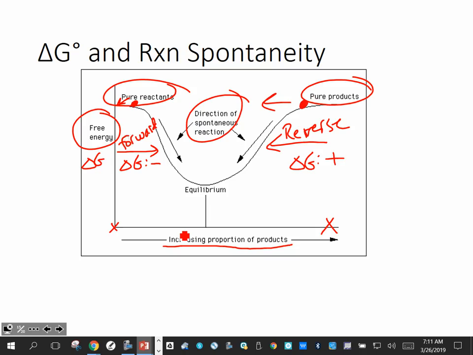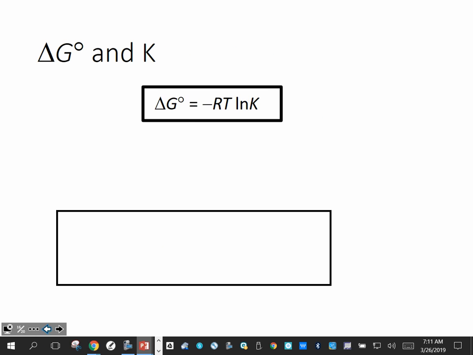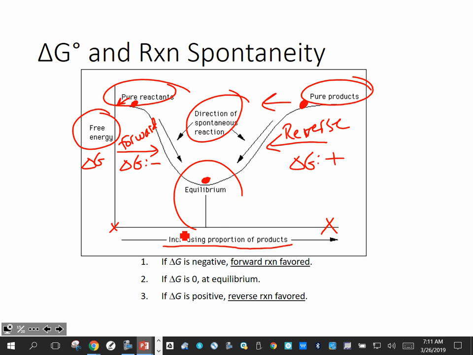But what I want to point out is, what if our little boulder gets to the middle and you were to let that boulder go? Well, it's not going to go in one direction over the other. It's stuck. There's no push for it to go forward or reverse. That's equilibrium. So this is the really big point.